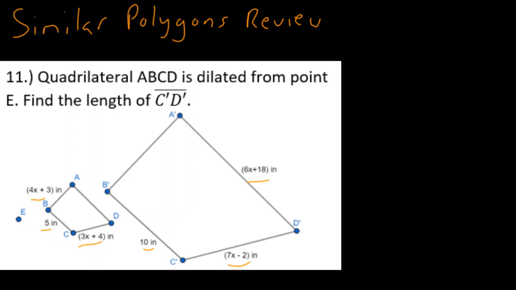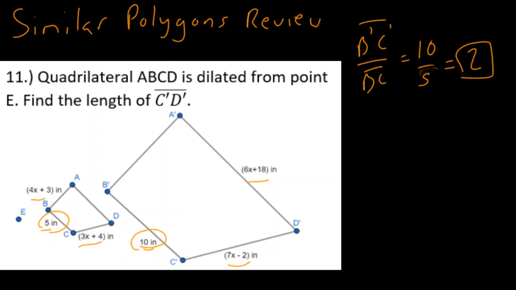If you're ever going to solve these similar polygons, you're always going to look for your actual numbers first on corresponding sides. We know that B prime C prime corresponds to BC, okay? And since they correspond, we can divide these two things and get our scale factor. Here, let me just make sure that's nice and neat. 10 divided by 5, which is 2. So that's our scale factor.